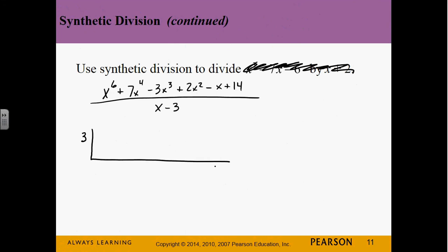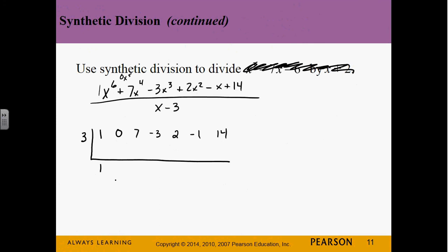All right, so what are my coefficients going to be? What's my first coefficient? 1 and then 0, right? Because I've got an x to the fifth that's not being represented, so I've got to have a 0 there. And then the 7, negative 3, 2, negative 1, and 14. 1 is from right here. 0 is because I don't have an x to the fifth term. Remember, if you skip any terms, you have to throw a 0 in there. Okay?